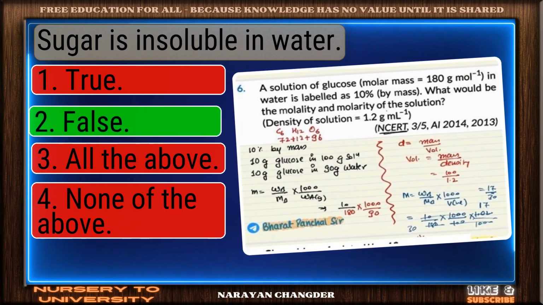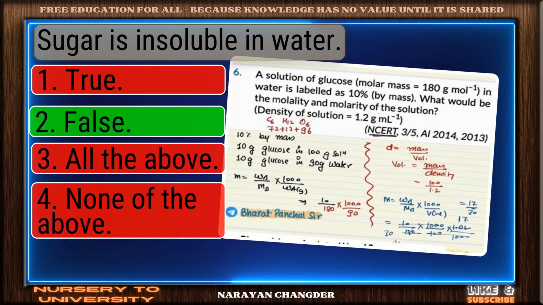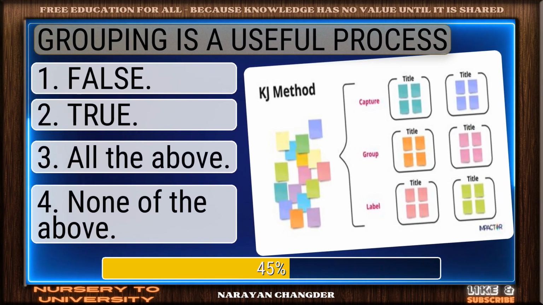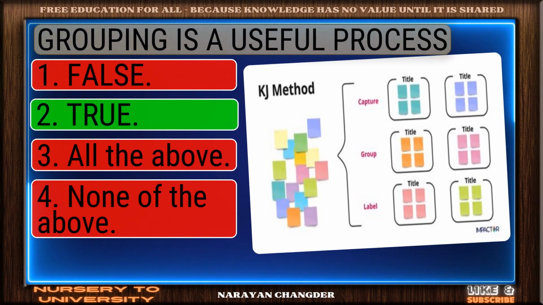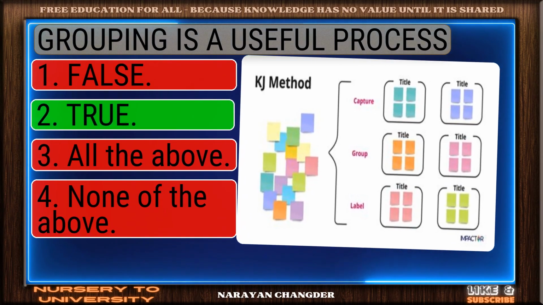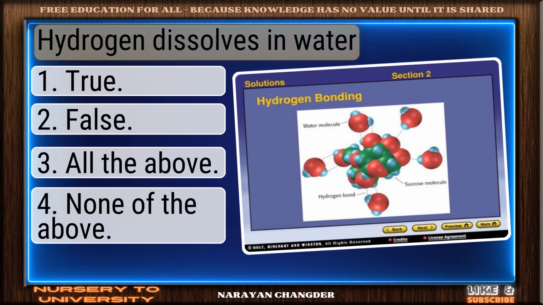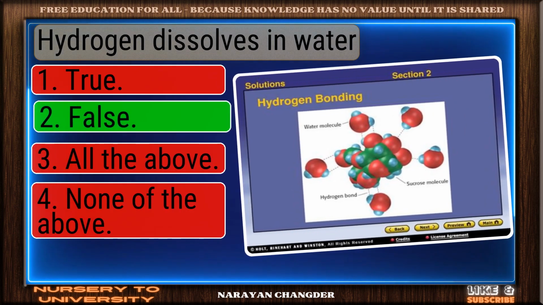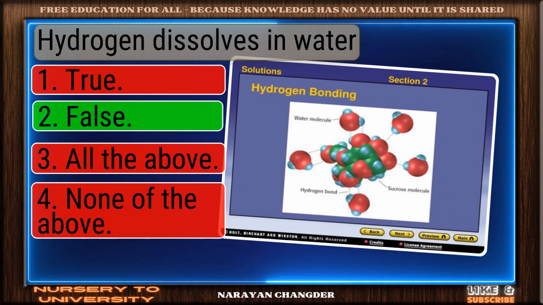Right again. False is a valid answer. Grouping is a useful process. Strong choice. True is the right answer. Hydrogen dissolves in water. Correct response. False is the most accurate answer.